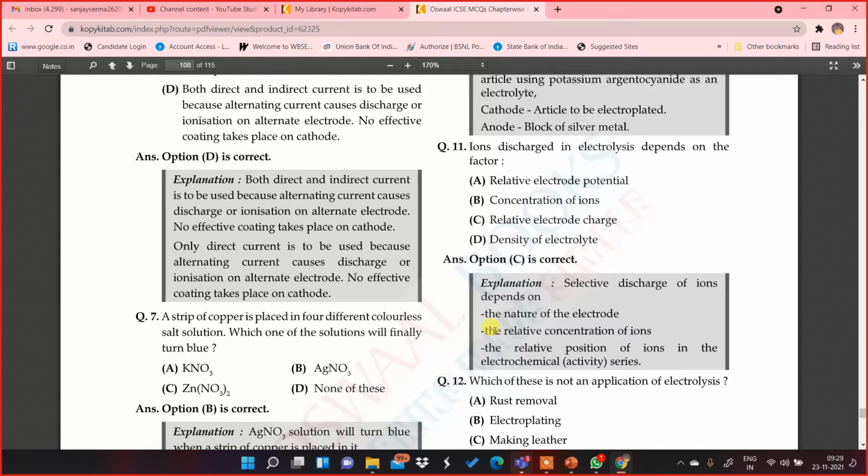So what do you mean by relative electrode potential then? Electrode potential means there is a value for all the metallic ions in the electrochemical series. Lower the electrode potential, more is its capability to discharge. That is a concept from class 11. But here in class 10 we will try to understand the factors only.